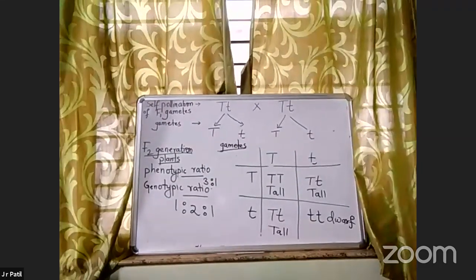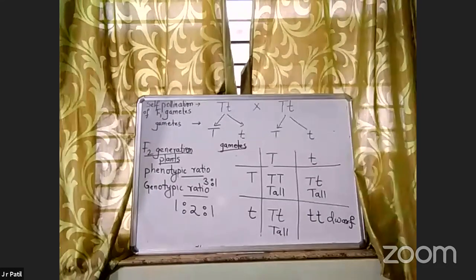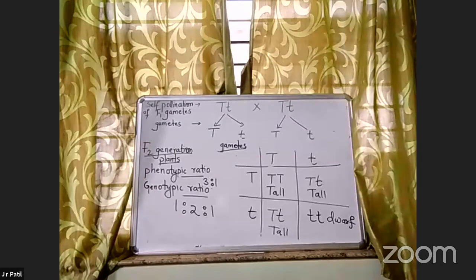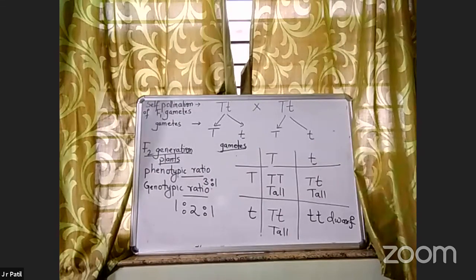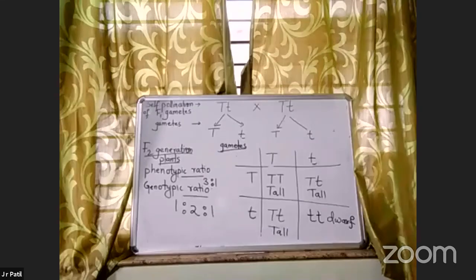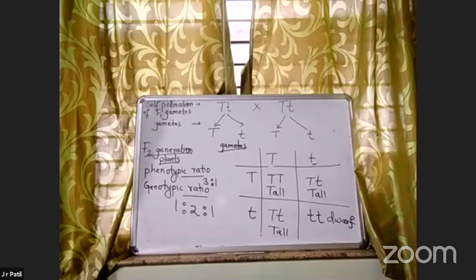What is the phenotypic ratio of monohybrid cross? 3:1. What is the genotypic ratio? 1:2:1. Very good.